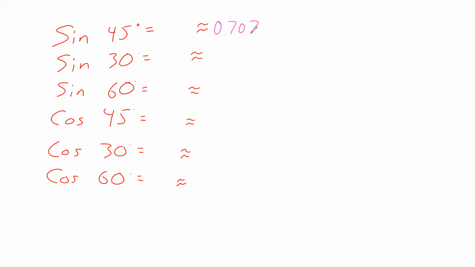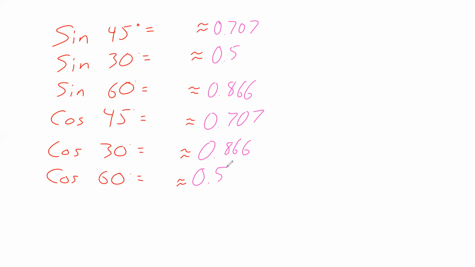All right, what about 30? What was the sine of 30? What was it? 0.5. All right, what about for sine of 60? 0.866. All right. Now, what about cosine of 45? What did you get for cosine of 30? And cosine of 60 was?